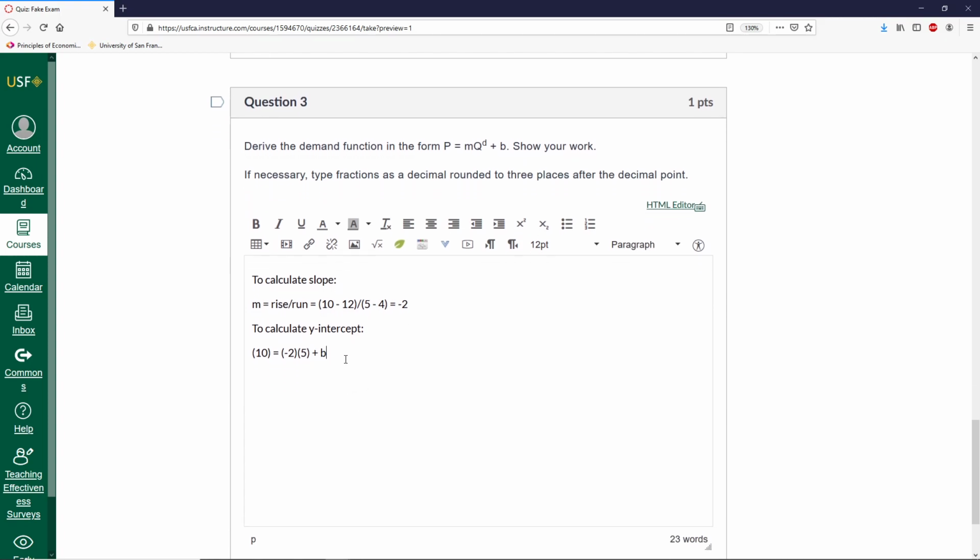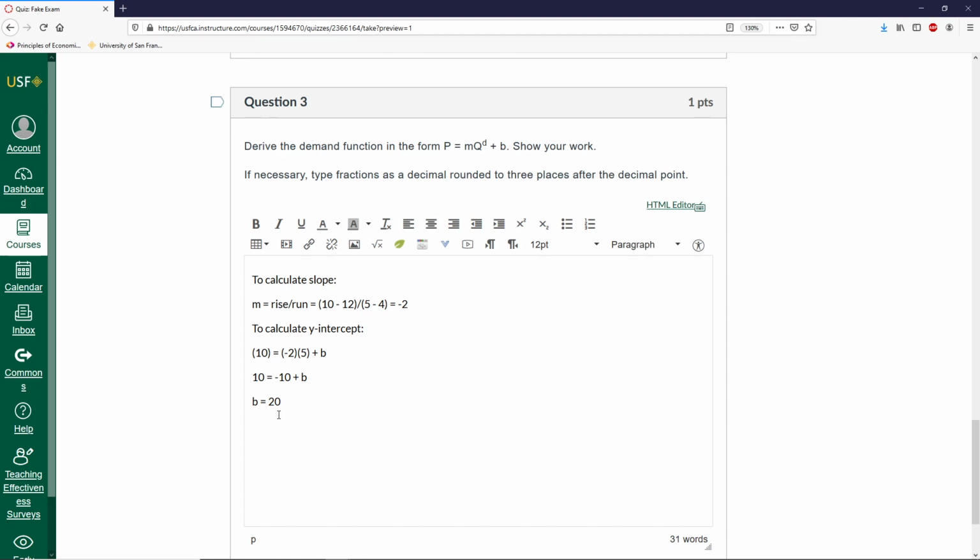So then now I get 10 is equal to minus 10 plus b, right? Again, I'm just doing one step at a time for each new line. So hit enter. The step I did here is just multiplied minus 2 times 5. And now in the next step, I will just add 10 to both sides of the equal sign. So now I get b is equal to 20, right?